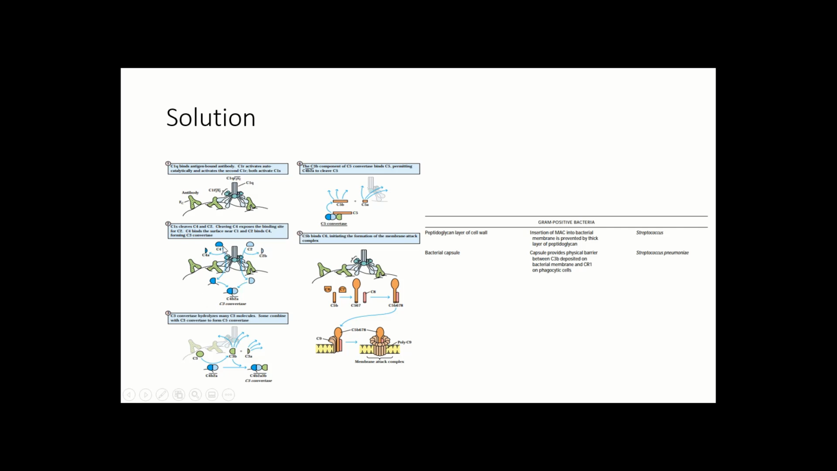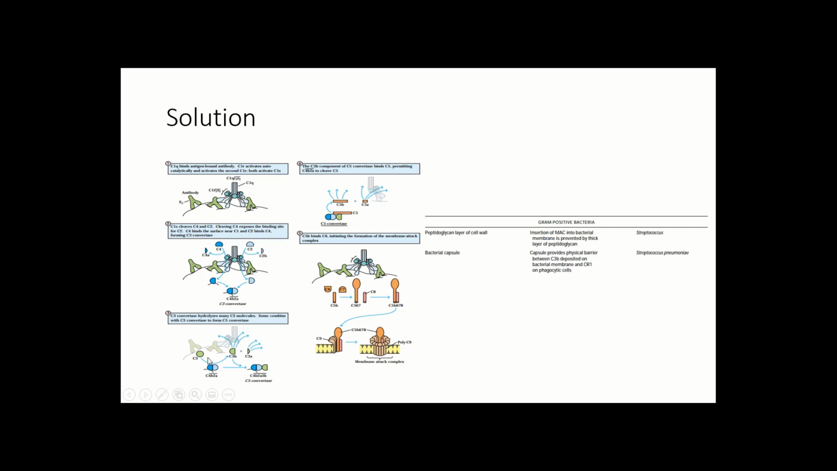So among them, C4b and C2a will come together and make a complex, C4b2a, which is also known as C3 convertase, because the C3 convertase hydrolyzes many C3 molecules. C3 is another complement protein, so it will hydrolyze many C3 molecules, and some of the C3 cleaved product will combine with the C3 convertase to make C5 convertase.